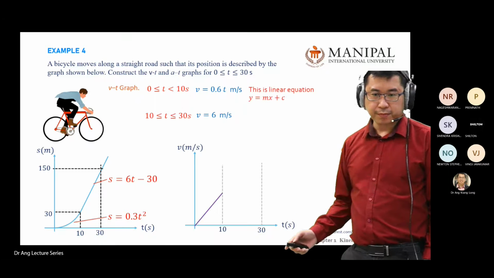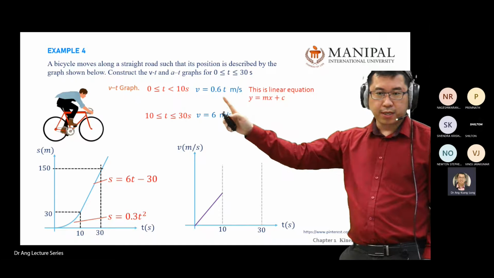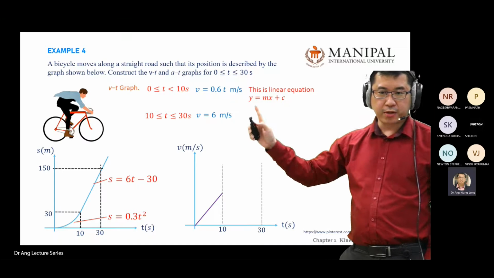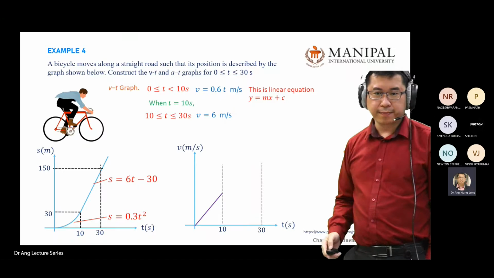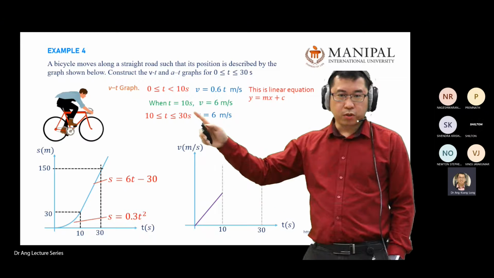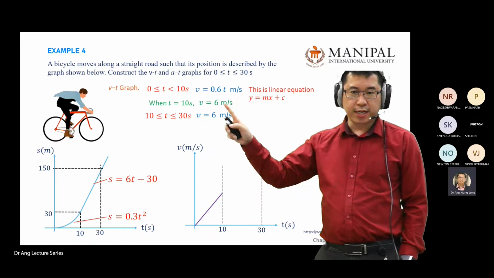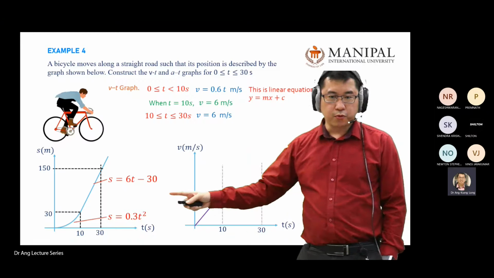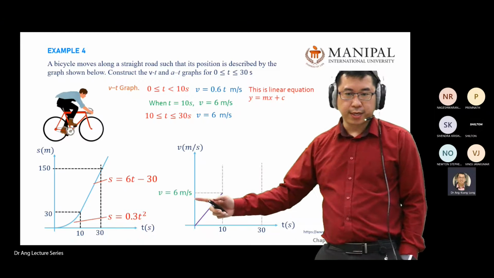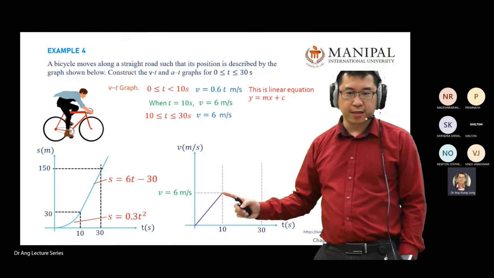Okay. So again, just to highlight for you, this is a linear equation. Compare the linear general equation to this one. So when t equal to 10 here, you substitute 10 inside here, you get 6. So you move to 6. This is how you get this point. How do you decide where to stop? You stop here, at 6.